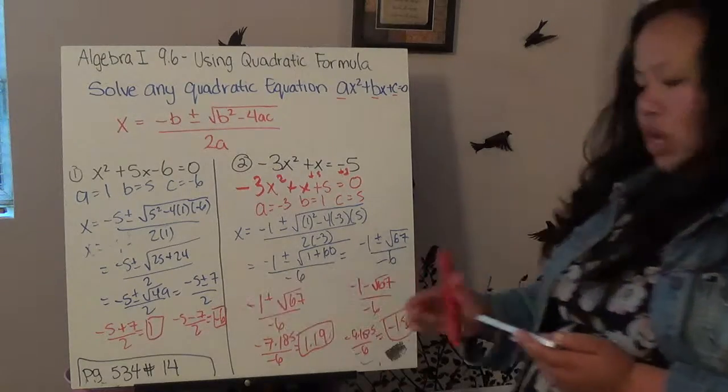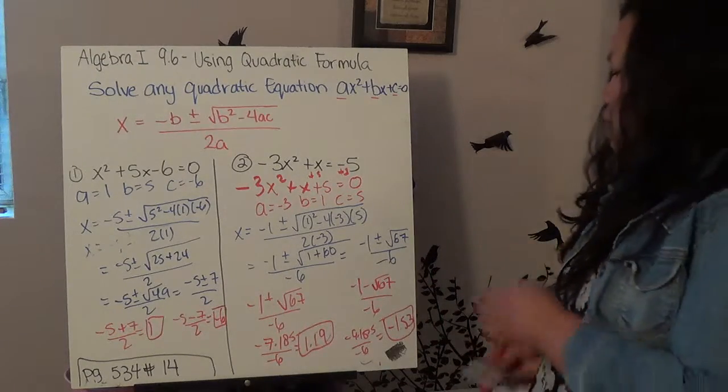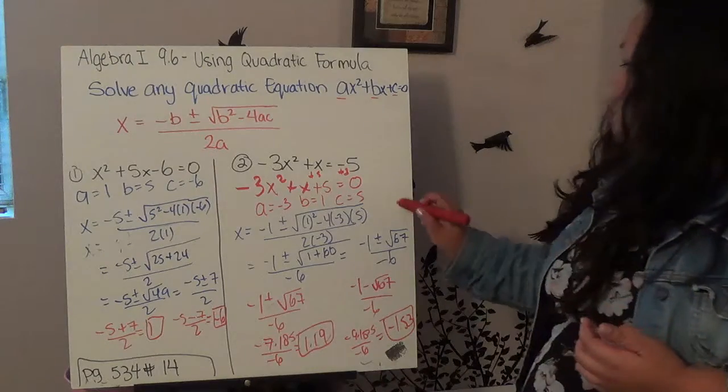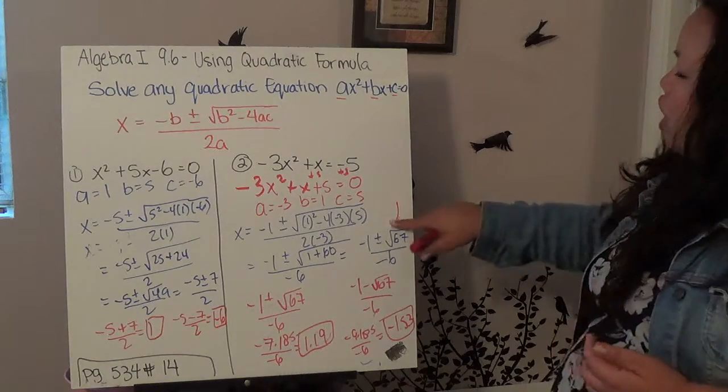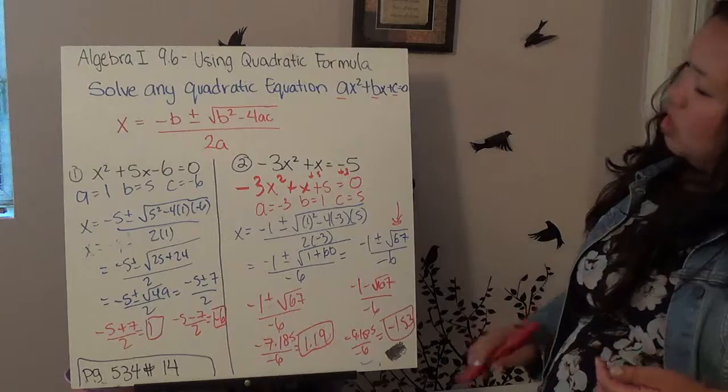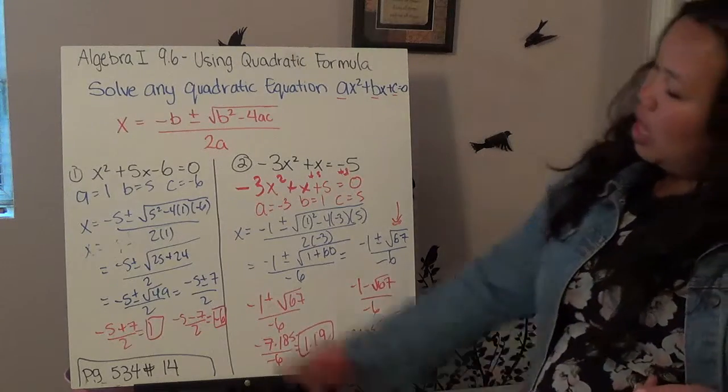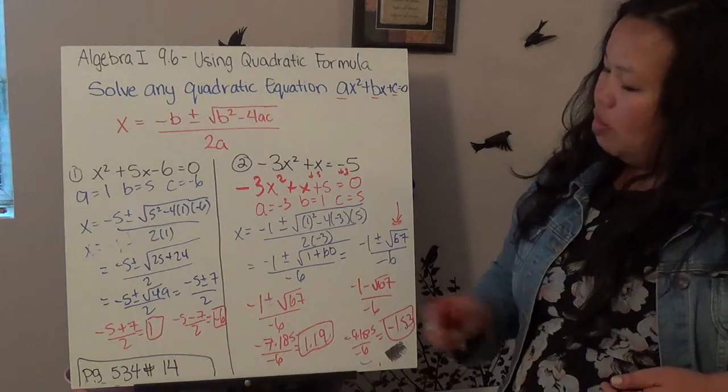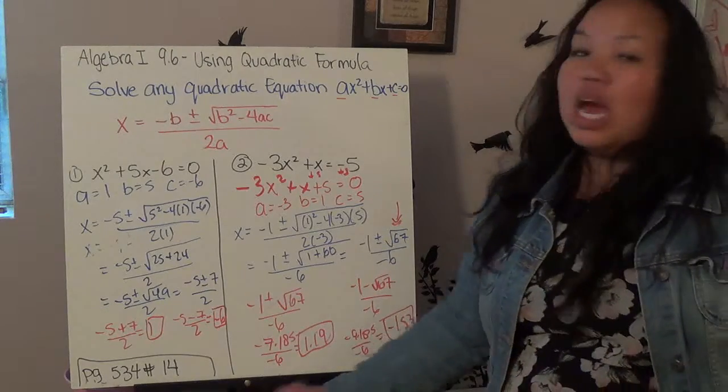So these ones are whole numbers, but I also can end up getting decimals if my square root is not a perfect square. Alright? So go ahead and write these down and try page 534, number 14. 534, number 14, and I will see you in class.